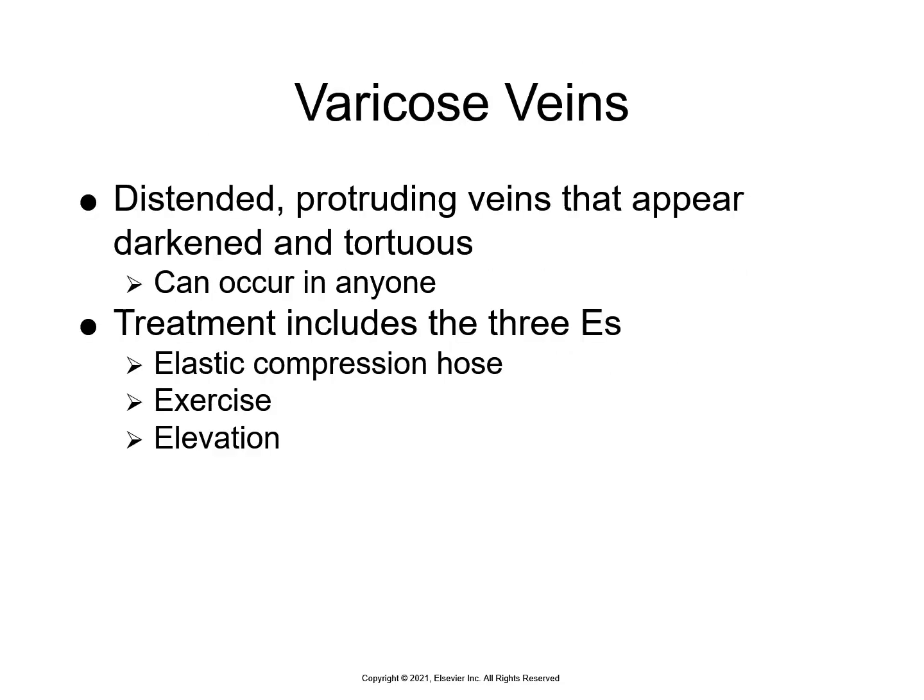Let's talk just a little bit more about the varicose veins. These are distended, protruding veins that appear darkened and tortuous. They can occur in anybody. The treatment includes the 3 E's: the elastic compression hose, exercise, and elevation. Any superficial vein can become varicose, but the veins most commonly affected are those in the legs, because standing and walking upright increases the pressure of the veins in your lower body. For many people, they're just a cosmetic concern. For other people, it can cause aching and discomfort, and sometimes they may lead to more serious problems.